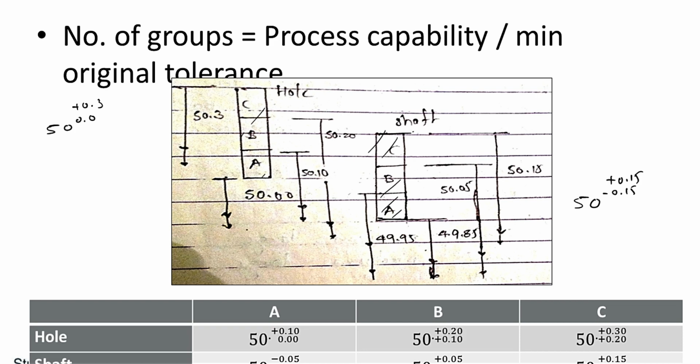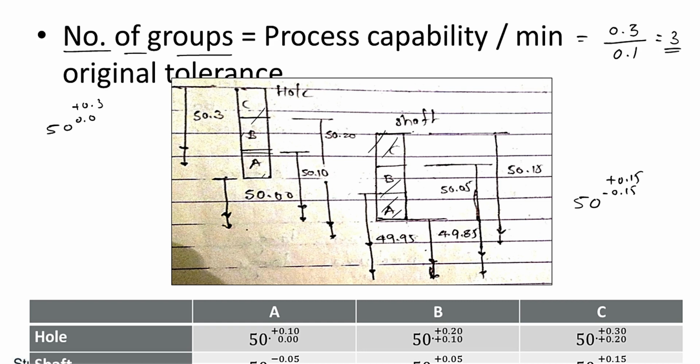Then you have to divide the holes and shafts into a number of groups, and the number of groups will be decided based on this formula: process capability divided by minimum original tolerance. Process capability in our case is 0.3. The minimum tolerance in our case is 0.1, because originally the shaft and hole had a tolerance of 0.1, and later we increased it to 0.3. Make this division and you will get the answer 3. So a minimum of 3 groups should be made to perform the selective assembly.